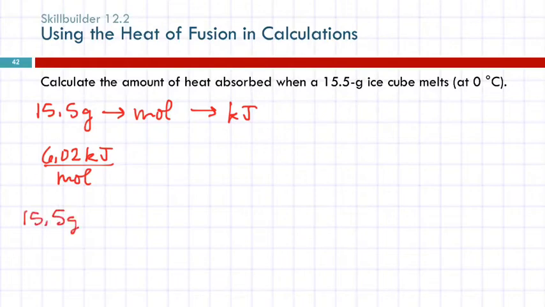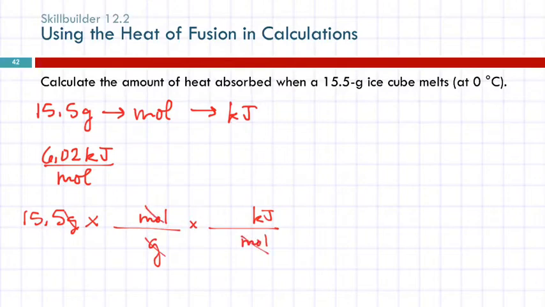15.5 grams times in a line. I'm going to put moles on that line. And I have another arrow. I'm going to put kilojoules there. Put the grams down here. Put the moles down here. This is the molar mass. Here we're talking about ice cube. It's water. 18.016. You can calculate that if you don't remember it. I don't expect you to remember it. And kilojoules per mole, that is the heat of fusion.